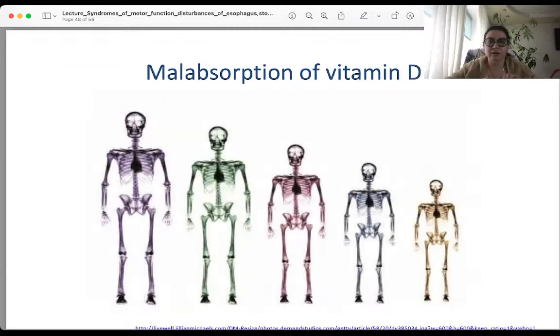And here you see problems with malabsorption of vitamin D, which is critically important in children. It affects the growth of the person. When vitamin D deficiency is present in childhood, there can be abnormal growth.